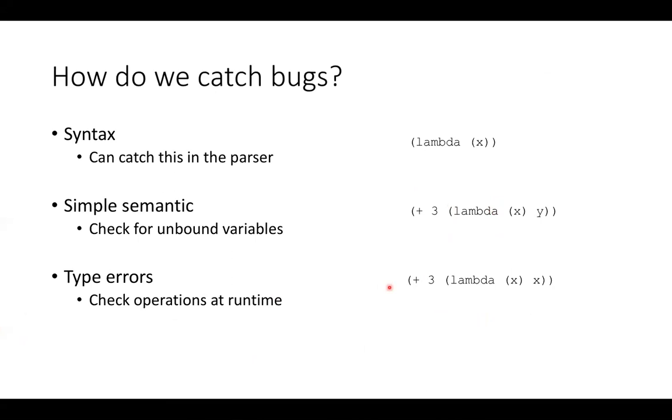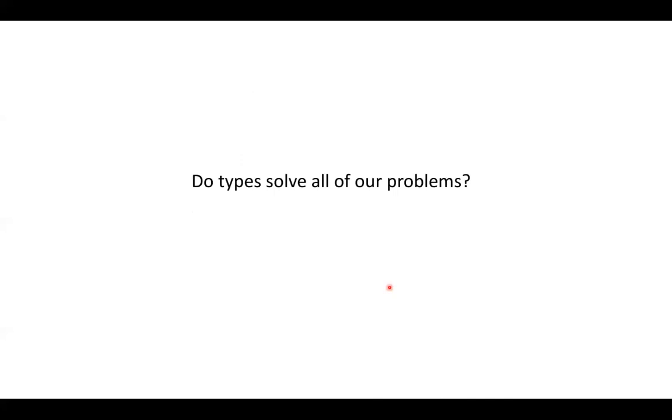And types can help us. They're one way that they can help us write better code, code that is more error-free. And the reason for that is types describe a certain invariant that must always hold true across any run of a program. So we'll talk about that in a minute.